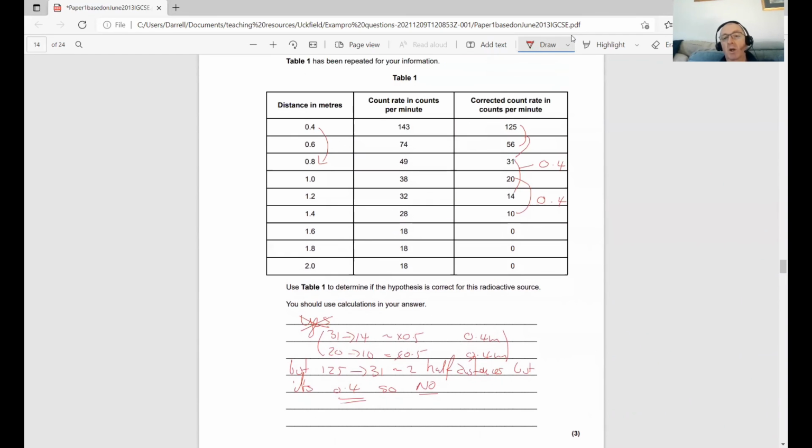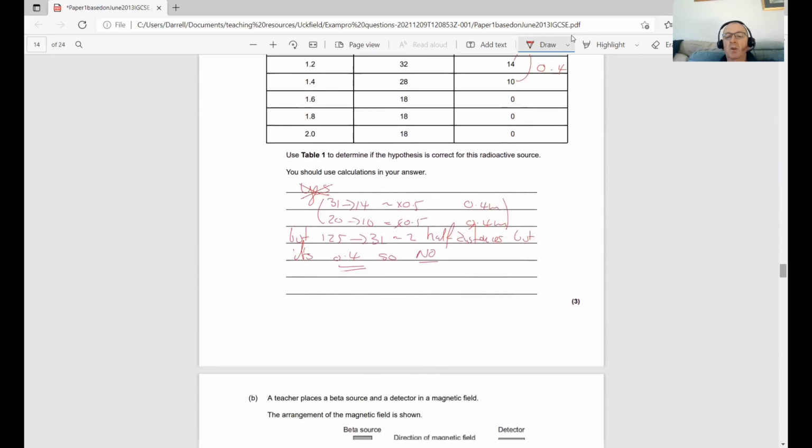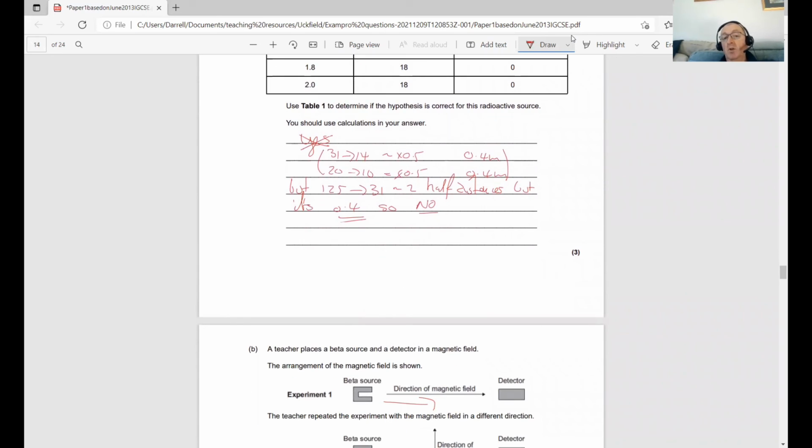So initially we thought, well, this is looking pretty good. We have this fairly good fixed distance for half the count, but then we look up here and actually it doesn't work. So that's why there's 3 marks for this. You need to try to find 3 pieces of data or 3 pairs of data points to acquire these 3 marks. And on this one, there are only really 2 obvious ones. The third one is harder to see, but is essential for that 3rd mark.